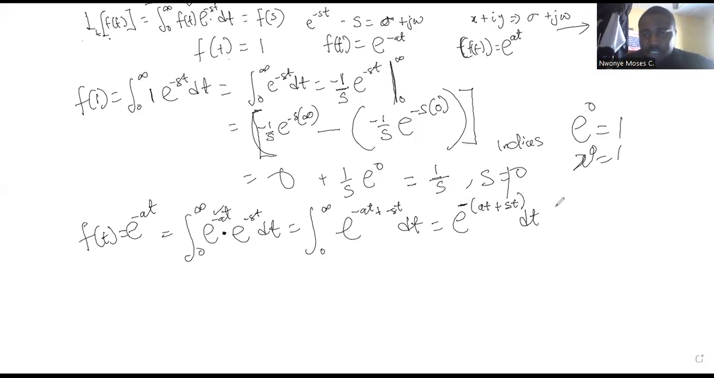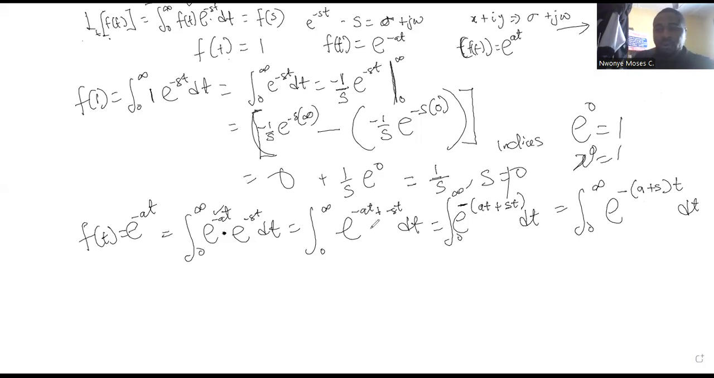Now let me take out t. So I'm integrating this from 0 to infinity. So 0 to infinity, I'm going to take exponential. Minus is now outside. Then I'm going to be left with here a plus s. Then let me put t outside, right? So this is dt. Fantastic. This is accurate. If you do this, you are good to go.